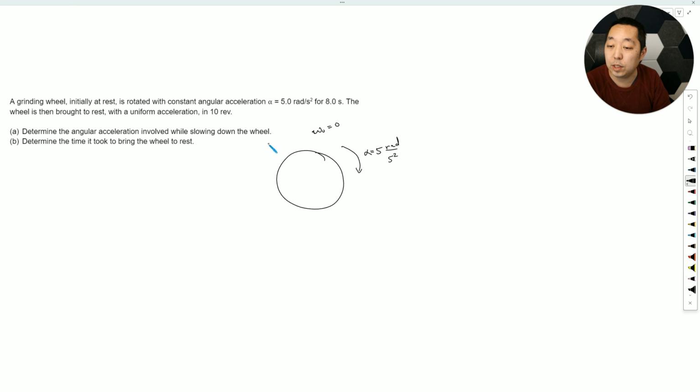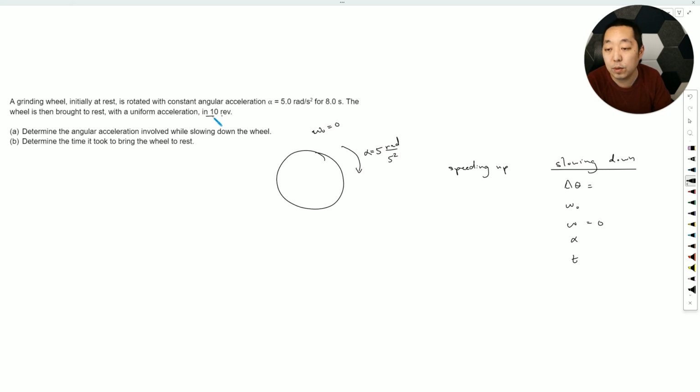So now we want to talk about the slowing down of the wheel. Okay? So there's two motions. There's the speeding up and the slowing down. Let's talk about the slowing down part here. Okay, let's look at the variables here. Now, the slowing down part, it's brought to rest, so we know it's going to end with 0, and we know it's going to take 10 revolutions.